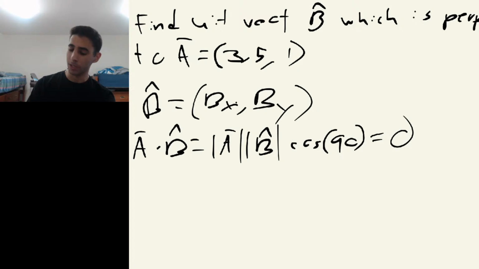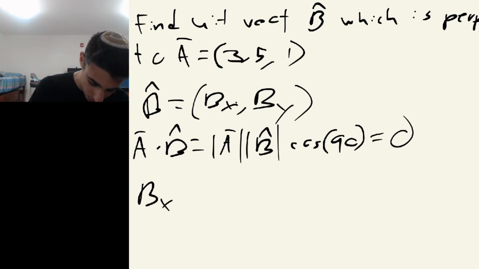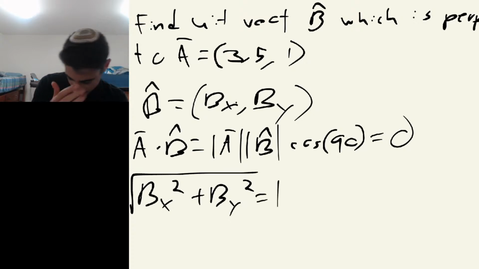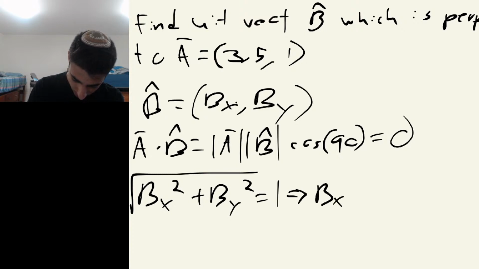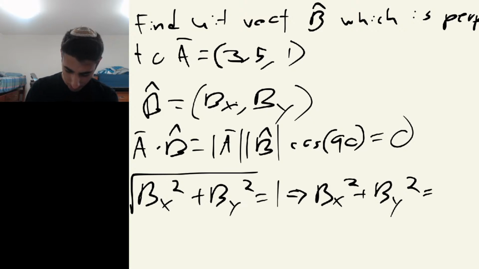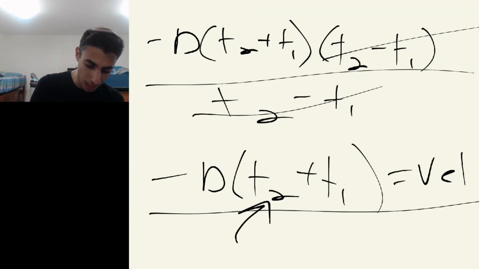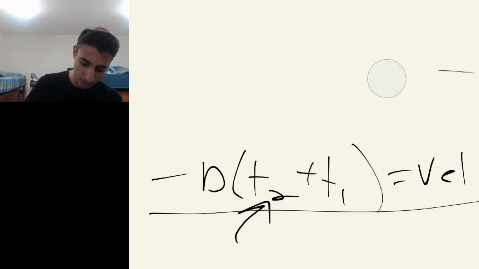And also, we know that it's a unit vector. So that means that the square root of bx squared plus by squared equals 1. Which means that bx squared plus by squared equals 1, because we're just going to square both sides. Furthermore, we know how to solve for the dot product, right?